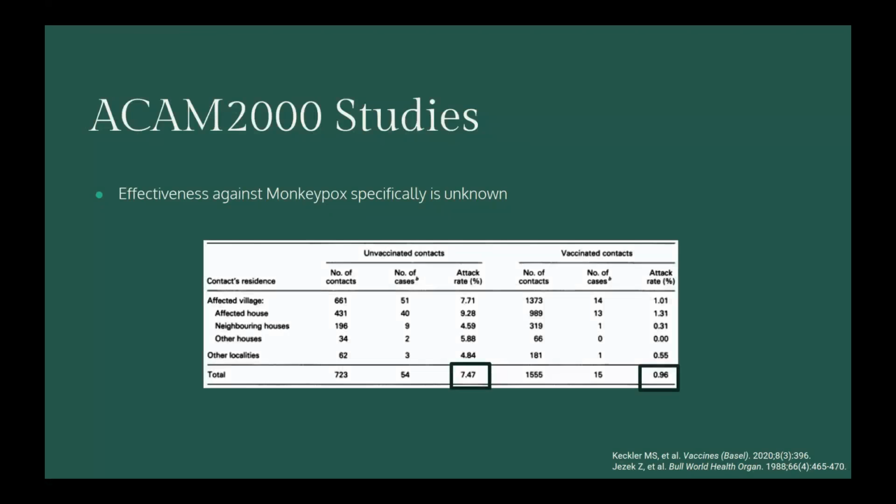Effectiveness for ACAM2000 against monkeypox is specifically unknown, but there was one study performed in Zaire, which is the Democratic Republic of the Congo. They looked at 2,278 patients during the years of 1981 to 1986 who had close contact with 245 monkeypox patients. 338 patients were infected with monkeypox virus, and 43 of them were vaccinated with the smallpox vaccine. Patients vaccinated had less risk of symptom development at 0.96% compared to the unvaccinated at 7.47%. That was found statistically significant at a p-value of less than 0.001.